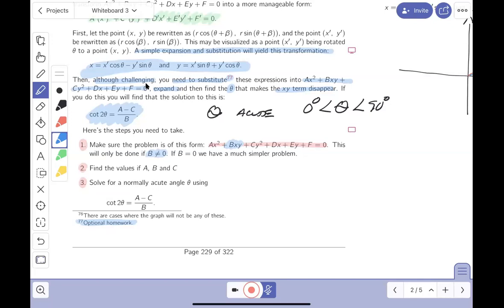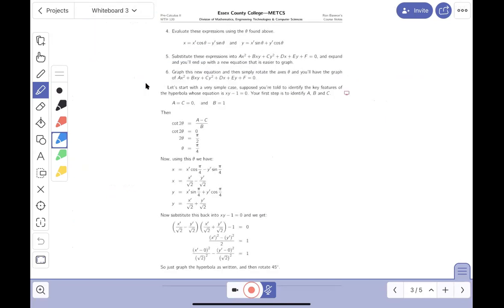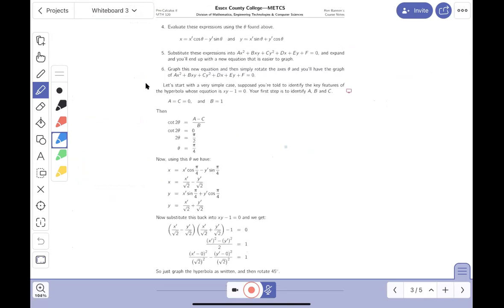After you do that, you need to determine the values of A, B, and C. You need to look at your problem and say, what are A, B, and C? The next thing you need to do is solve this equation for an acute angle theta. And we'll do that one step at a time. We'll take an example on the next page.